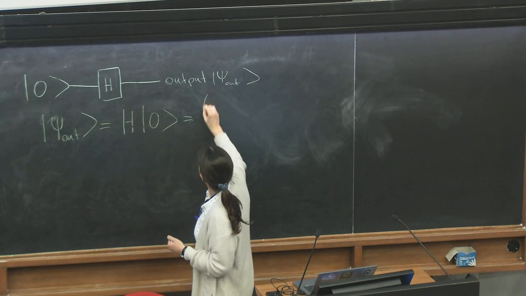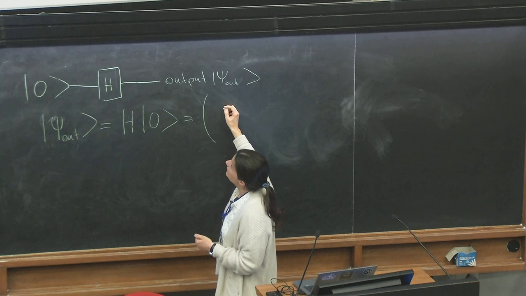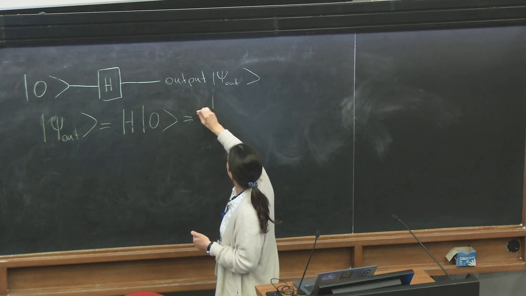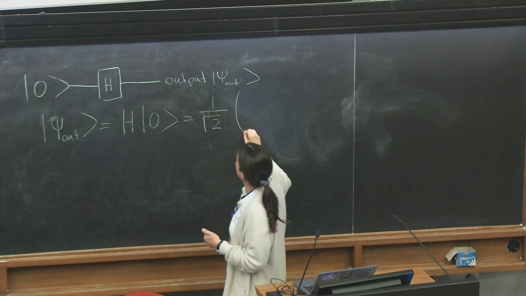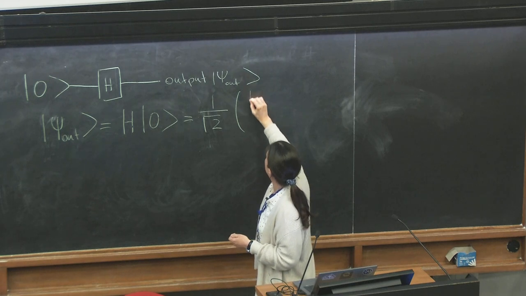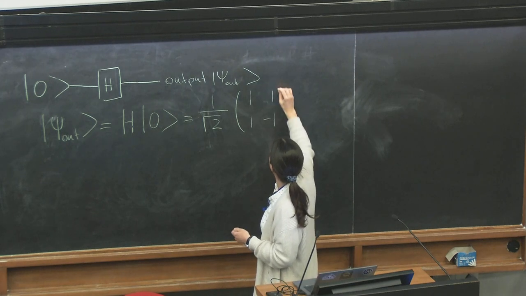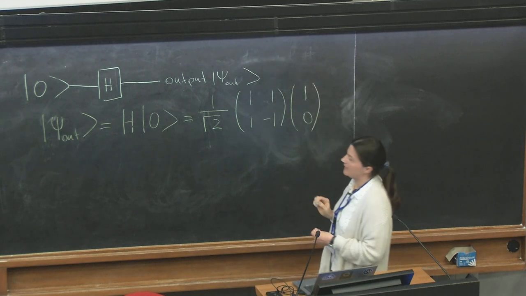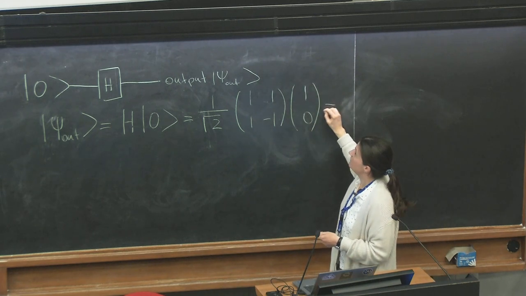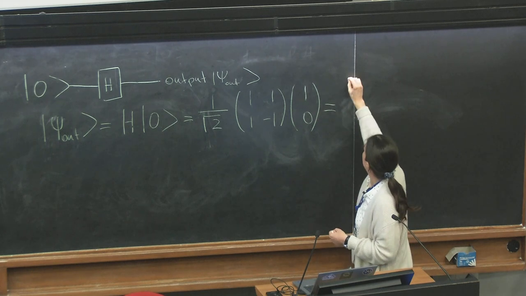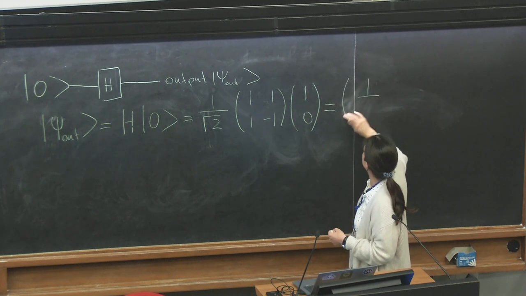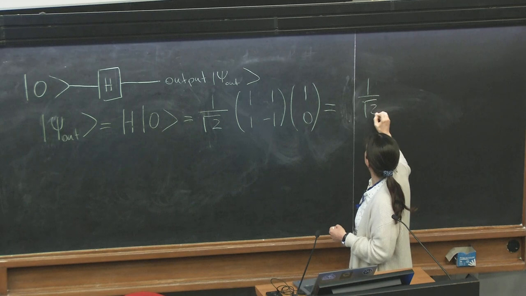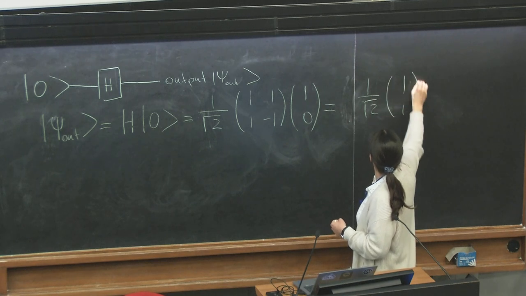So now you have a 2x2 matrix. We're going to do this: 1/√2, you have your 1, 1, 1, -1. You apply that to your zero state, right? You go through the matrix multiplication, and what you get is 1/√2, and you get 1, 1.